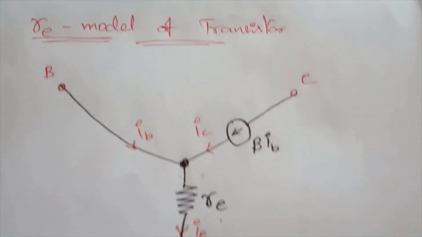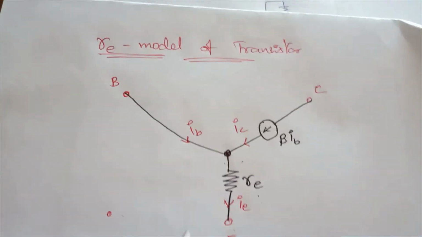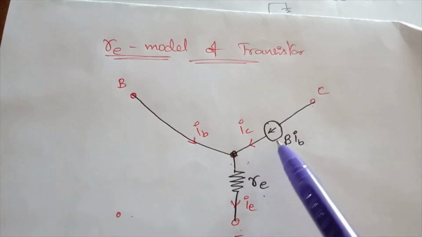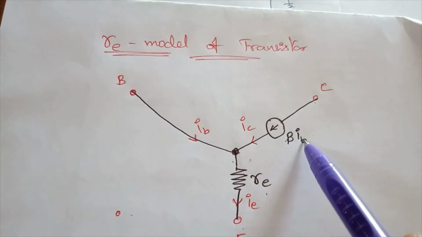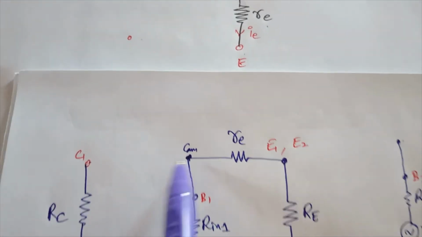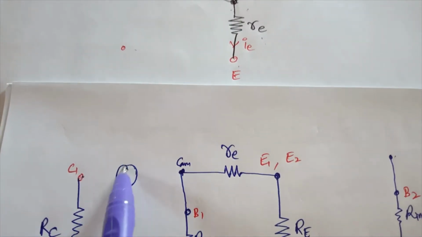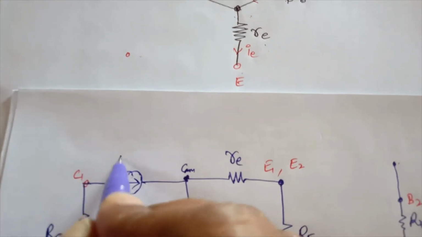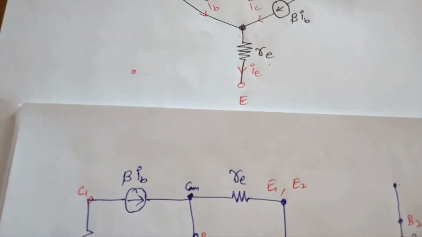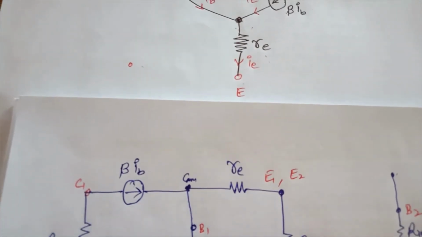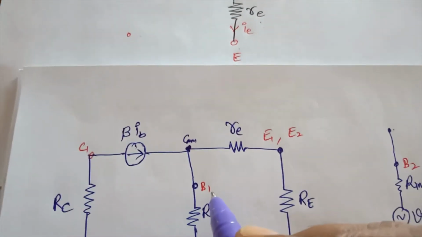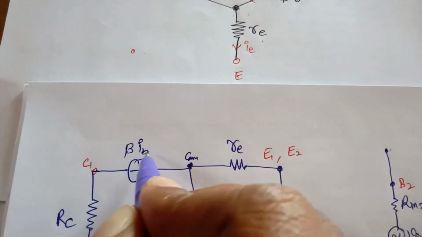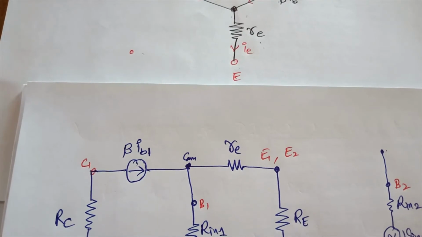And in the same way, from collector to common point we have a current source. What is the value of this current source? Beta times IB. So these are all related to the Q1 transistor. The base current I represent as IB1.